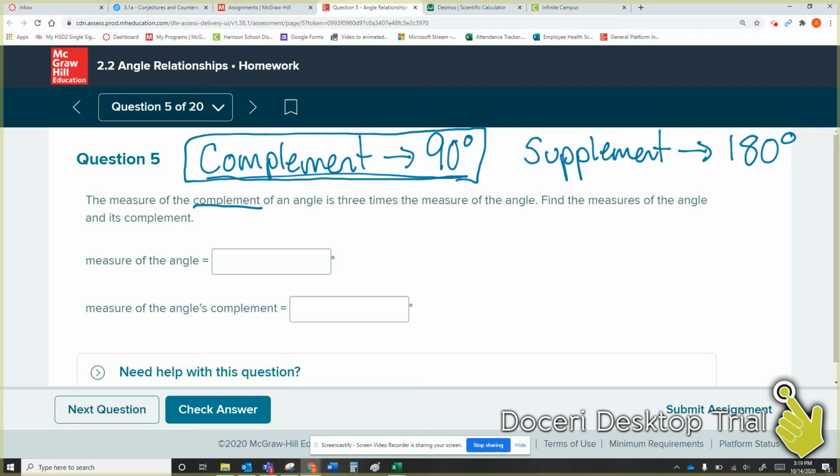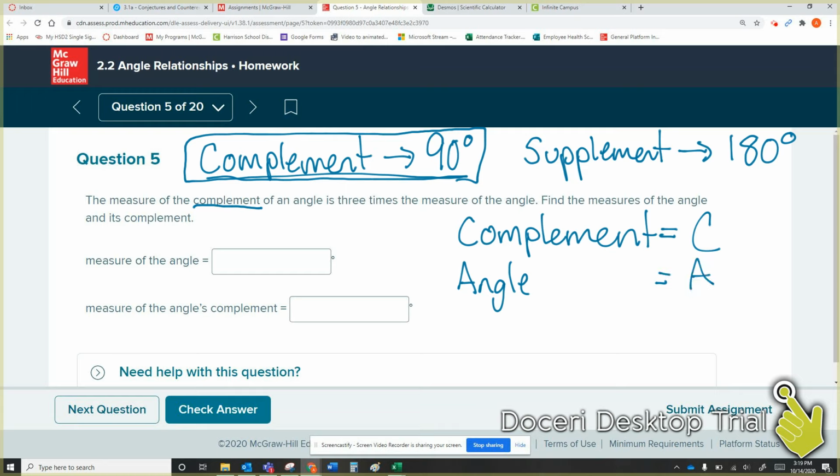I want two placeholders, one of them that stands for the complement, which is just another name for an angle. It's the second angle that adds to another angle to make 90 degrees. And I have the angle itself. So the complement, I think I'm going to call C. That is the letter I'm going to use when I build an equation. For my angle, I'm going to call that A, because angle starts with A. All right, so now let's go through this and write our equation.